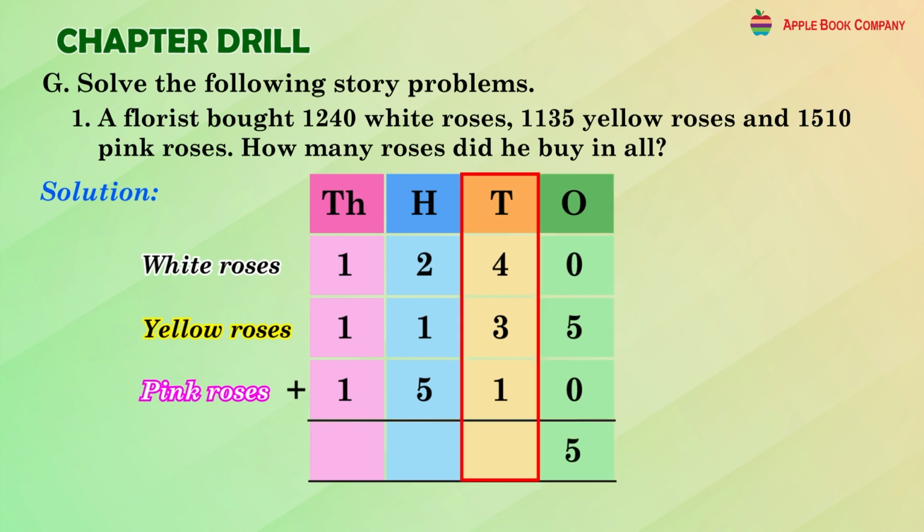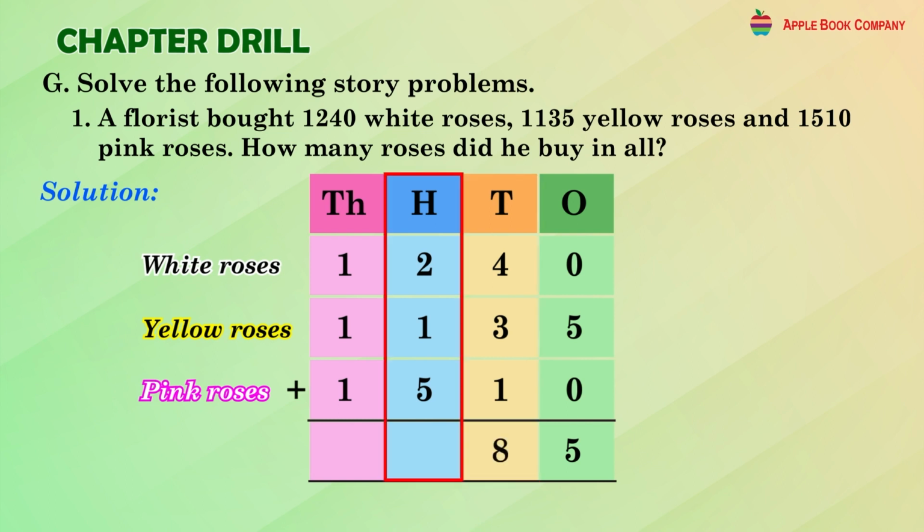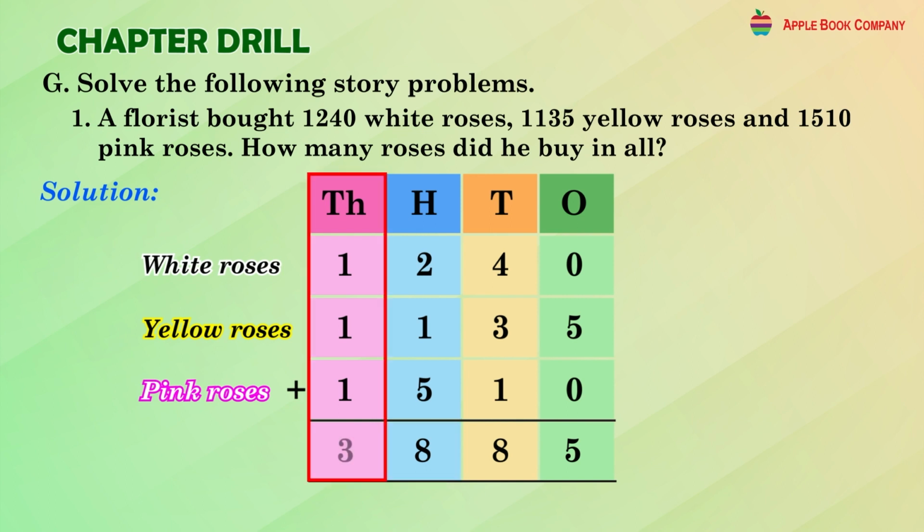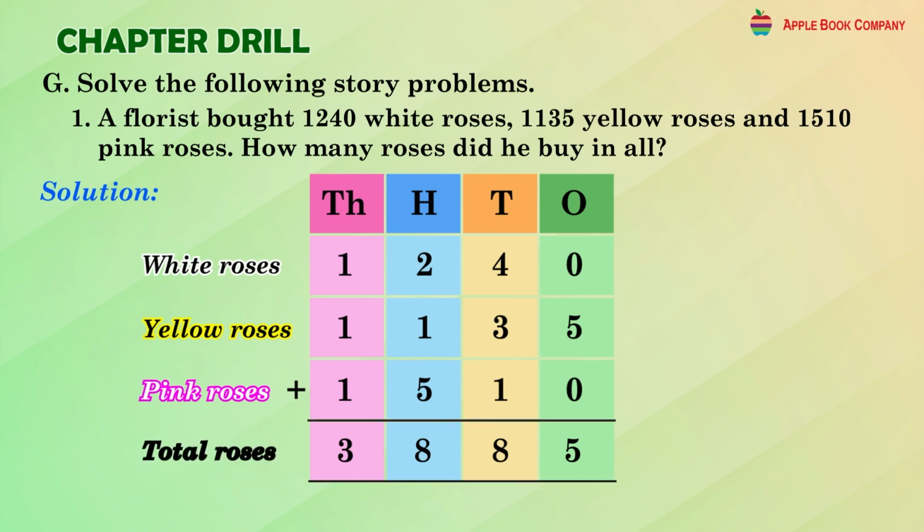When we add the tens, we get 4 plus 3 plus 1, which is 8. When we add hundreds, we have 5 plus 1 plus 2, which is again 8. And then the thousands place, which is 1 plus 1 plus 1, 3. So the total flowers we have are 3,885.